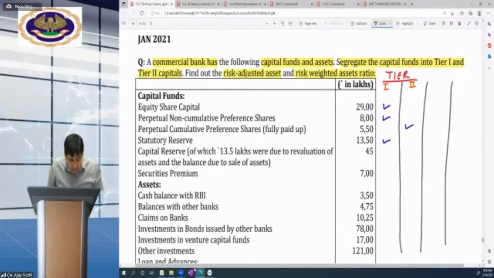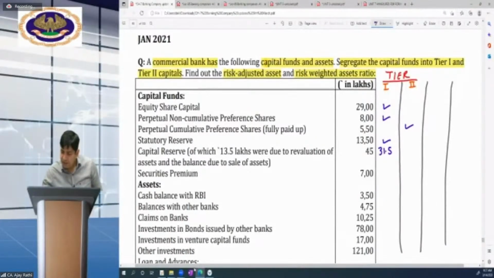Next one, capital reserve, of which 13.5 lakhs were due to revaluation. Then please reduce the 13.5 first and tell me what is the amount excluding revaluation reserve. Capital reserve total is 45 minus 13.5. So excluding revaluation reserve, 31.5 will be covered in tier 1.